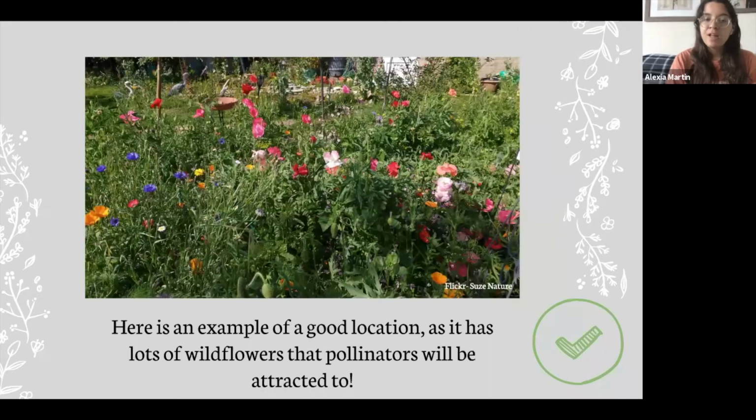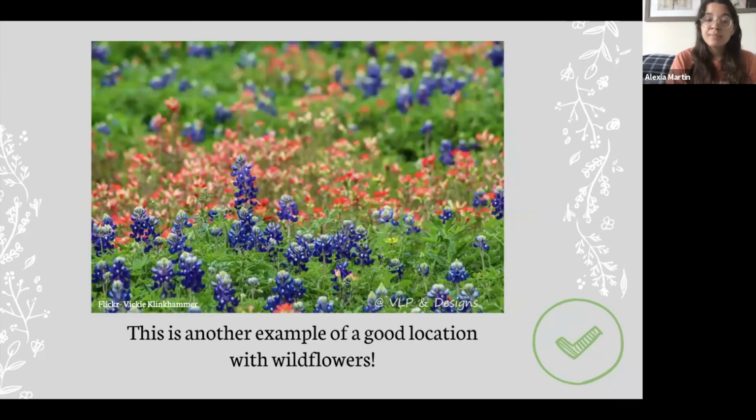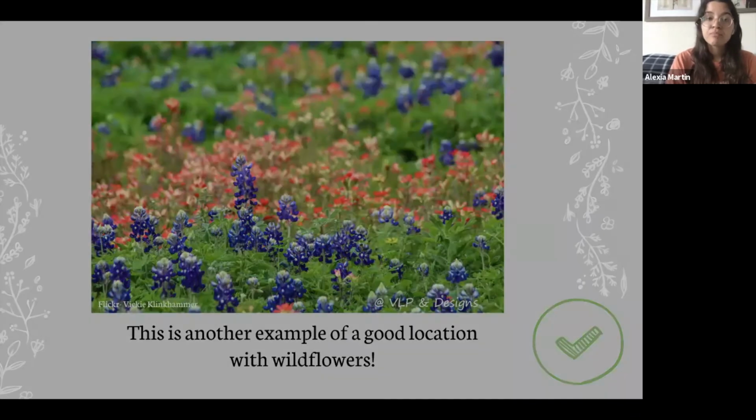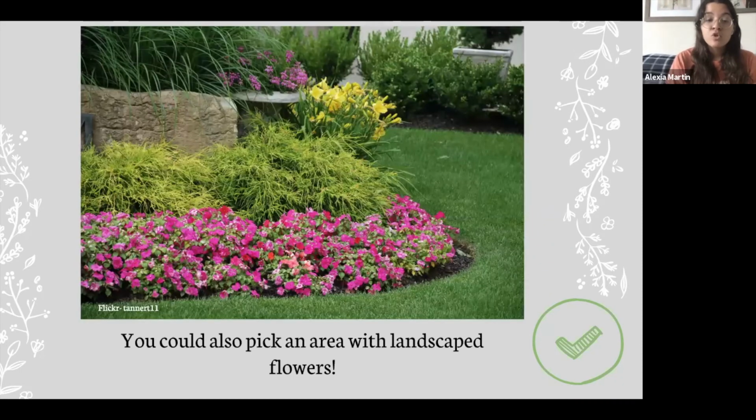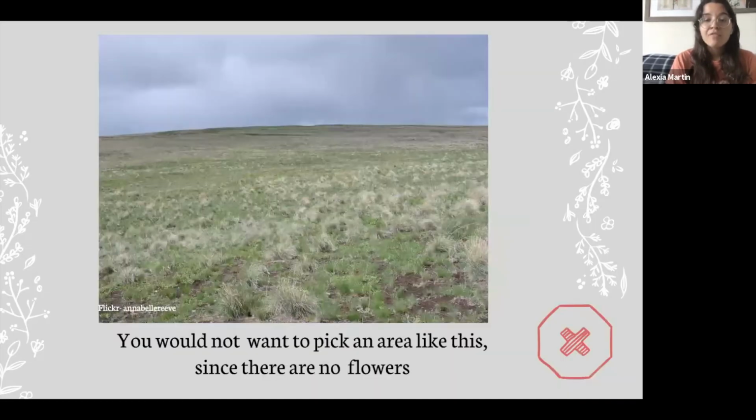Here's an example of a good location. As you can see, it has lots of flowers, and pollinators are going to be attracted to a place like this. Here is another example of a good location with some wildflowers, and pollinators would also be attracted to a place like this. Additionally, you could choose a location that has landscape flowers as opposed to wildflowers. That would also be fine. However, you would not want to choose a location like this since there are not any flowers and pollinators would not be likely to come here.